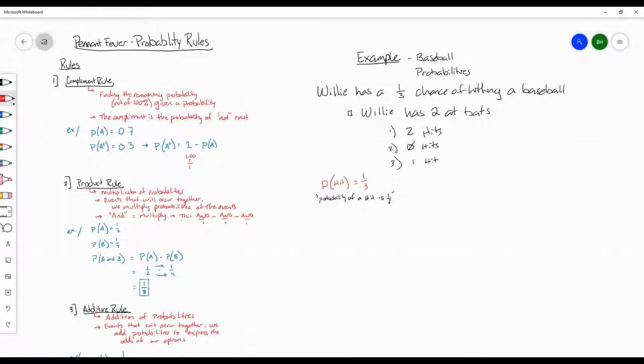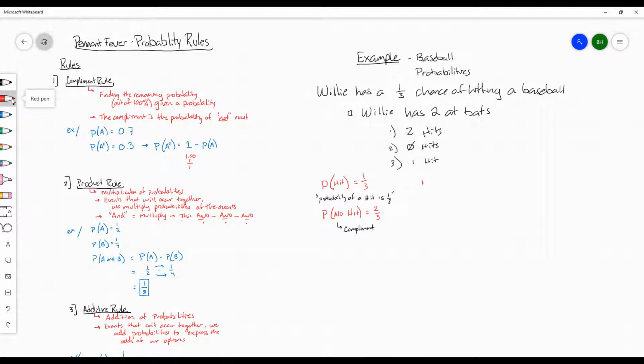Well, the complement to getting a hit is not getting a hit, right? So what's the opposite of the event? If I'm getting a hit, the complement of that is no hit. And if I have a 1/3 chance of hitting the ball, that means I have a 2/3 chance of not hitting it. This is known as the complement of hitting. In this problem, we're going to be using the complement, but not quite right away. So let's try answering some of these questions.